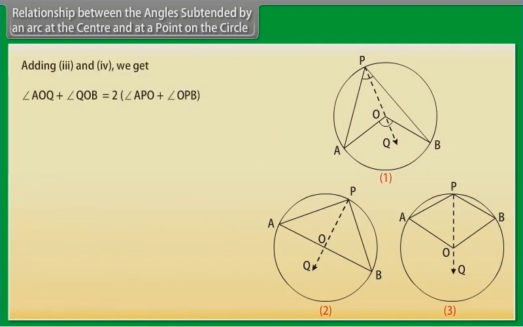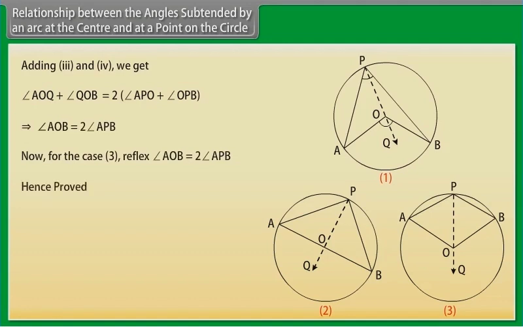Adding 3 and 4 we get angle AOQ plus angle QOB is equal to 2 into angle APO plus angle OPB. Angle AOB is equal to 2 angle APB. Now for the case 3, reflex angle AOB is equal to 2 angle APB, hence proved.